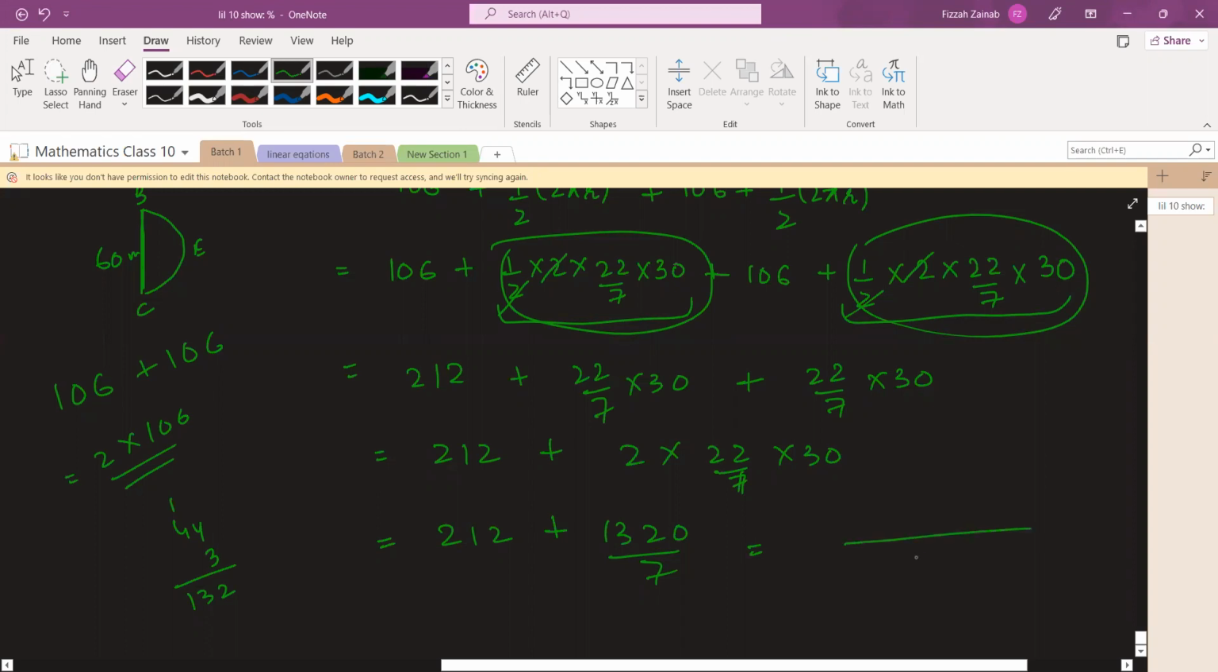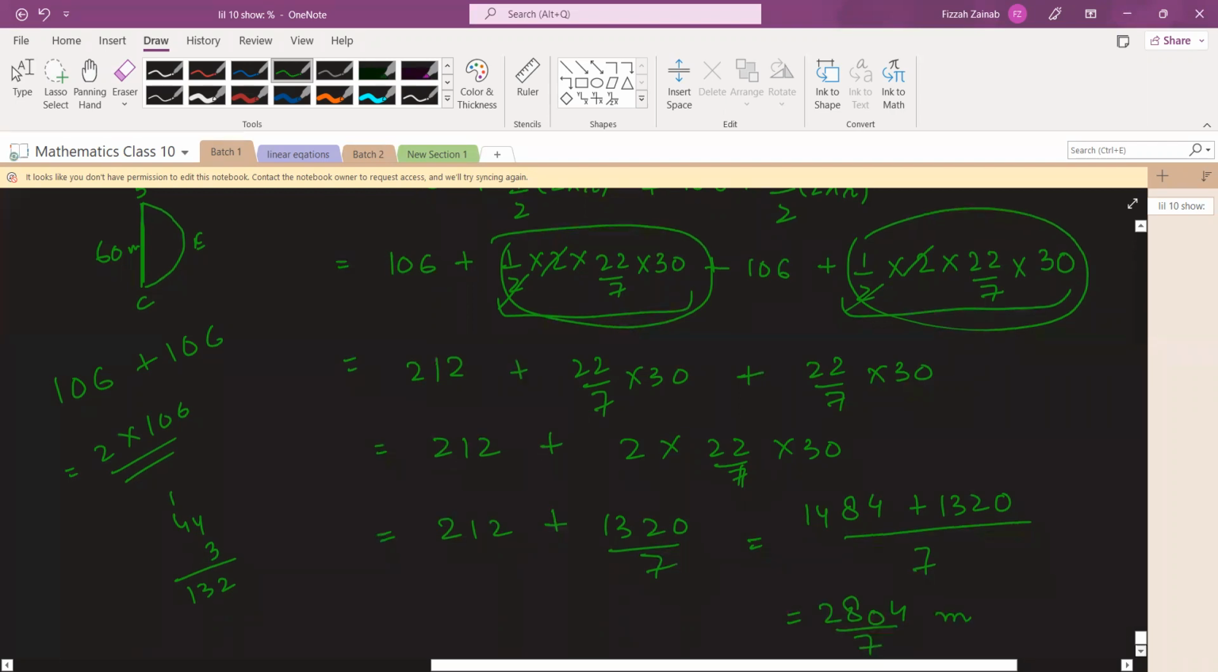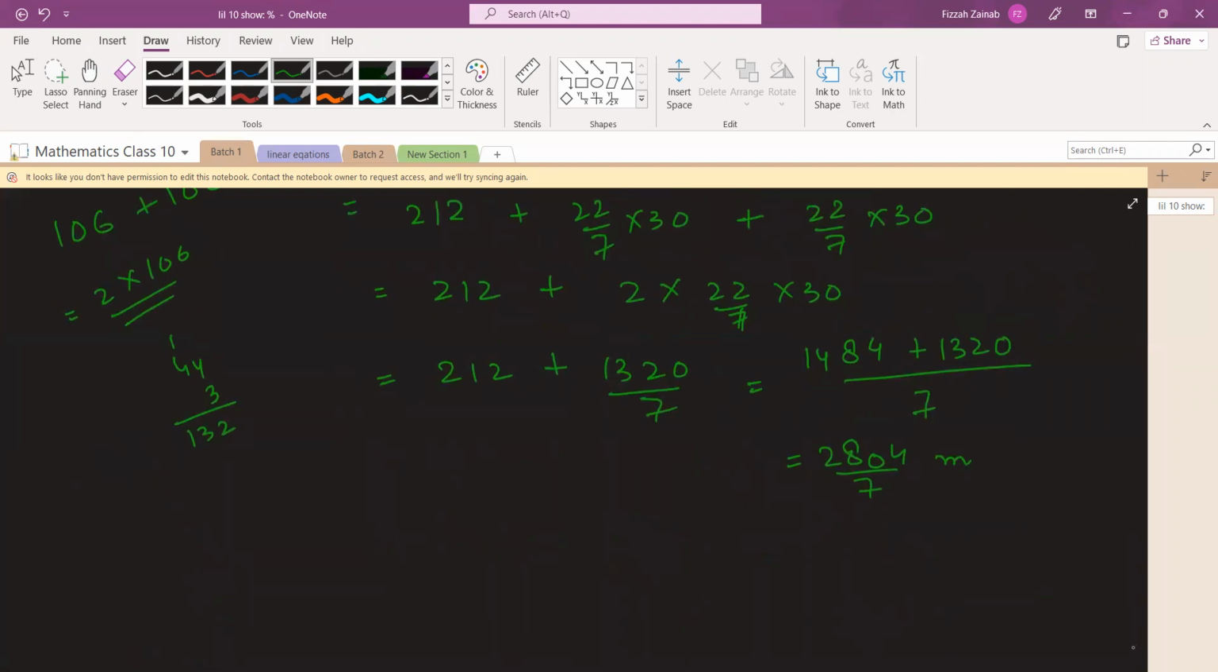Now take LCM 7. So this is multiplied by 7. 7 into 2, 14. Carry 1. 7 and 8. So this is 1484 plus 1320, right? That you can add. So it will be 4. 8 and 2 is 10. Carry 1. 4, 8. So 2804 divided by 7. And this is length, so it will be in meter, right? I hope it's understood now.